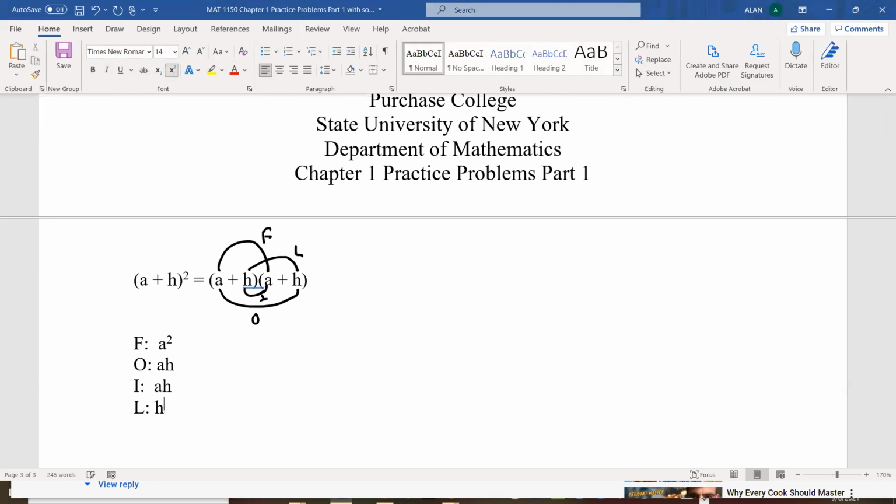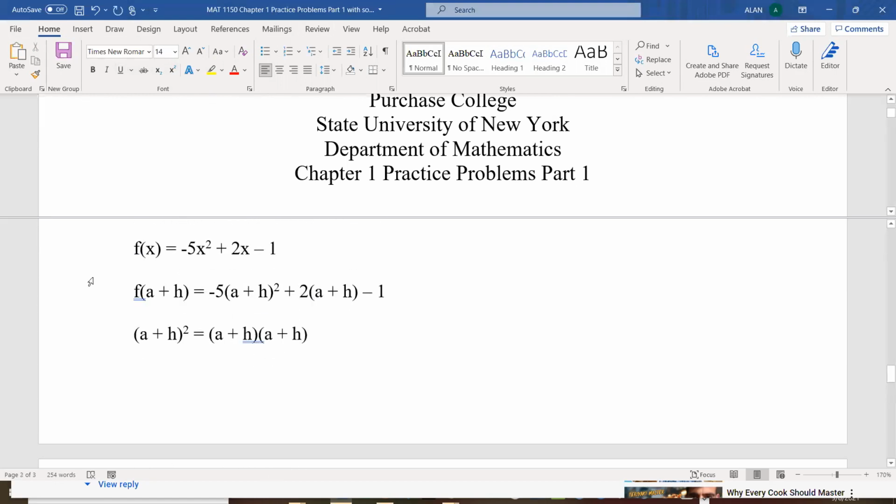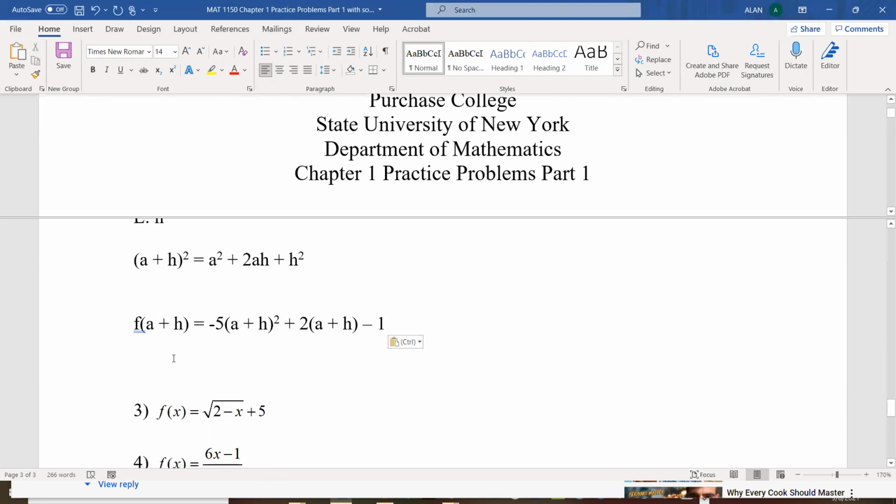Let's get this out of the way. All right, so when we bring them together, what we've proven here, or demonstrated, is that this expression could be rewritten as a squared, let's see, plus 2ah plus h squared. So that being the case, right here, what we can do now is rewrite it as -5, and in parentheses, I'll have all of this.